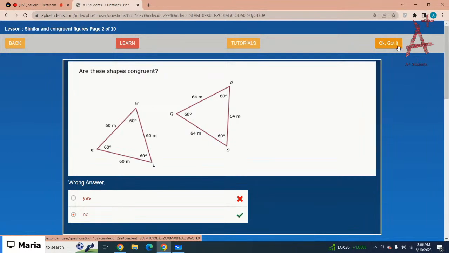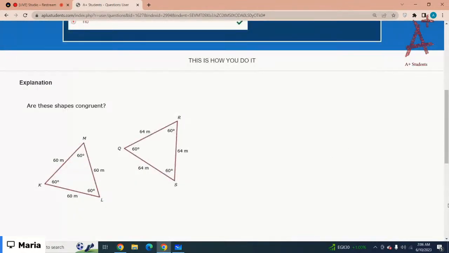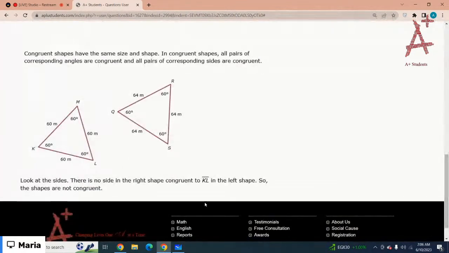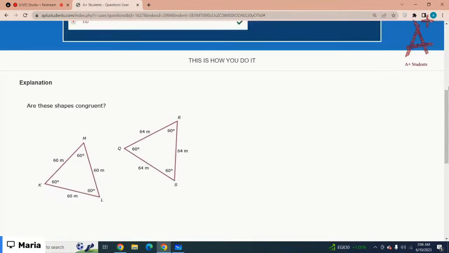Okay, the next one is... shapes are not. Look at the sides. There is no side in the right shape congruent to KL. Angles are congruent, but the sides are 60 and 64. Okay, you don't have any. So that means the shape is not similar. Got it? They are not similar.